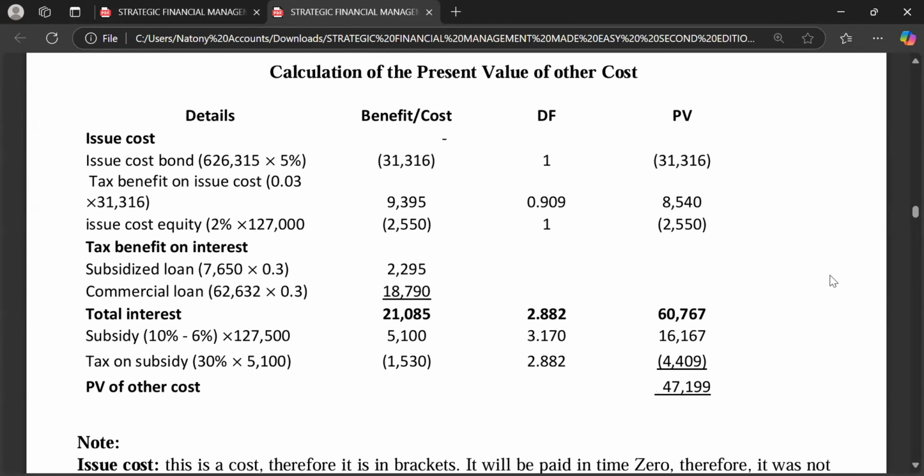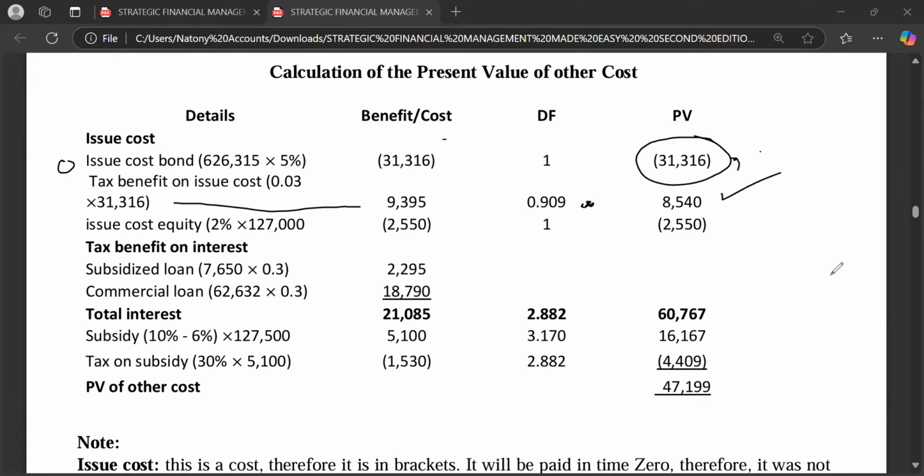So this is just the solution. So basically, your issue cost in year 1 is this. Tax benefit, the tax is 30%. So 30% of this, and this tax is paid 1 year in arrears. So this is year 0. Issue cost is in year 0. Your tax is paid 1 year in arrears, which will be in year 1. So the tax benefit on this issue cost will be enjoyed in year 1.